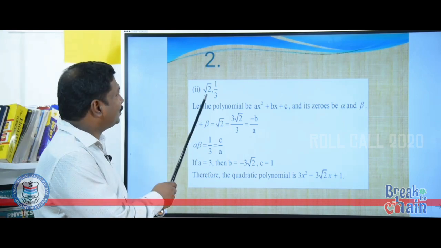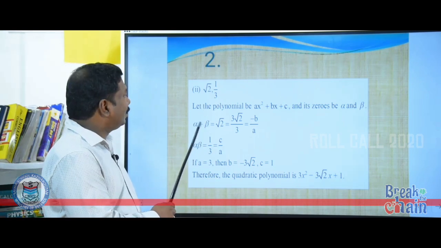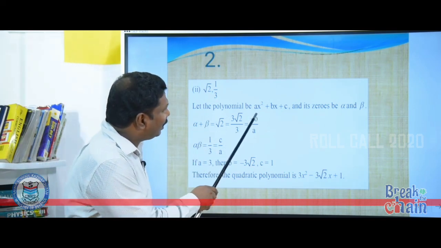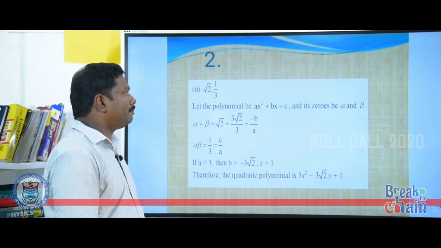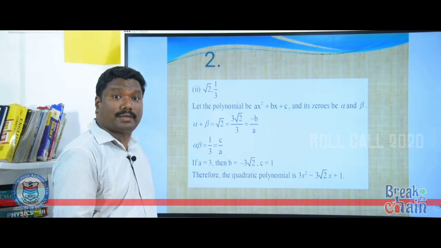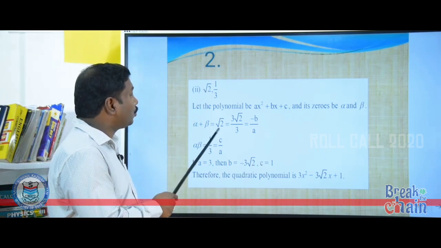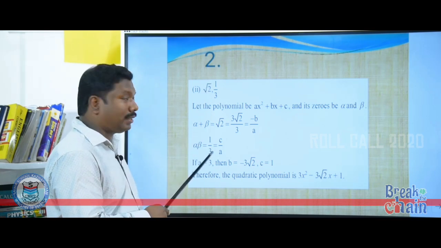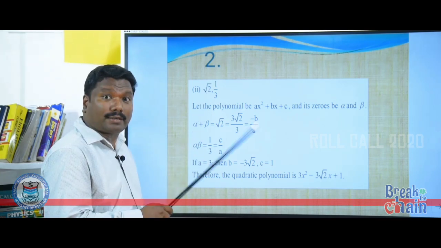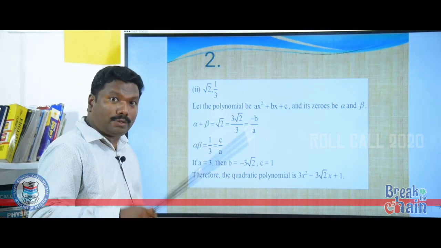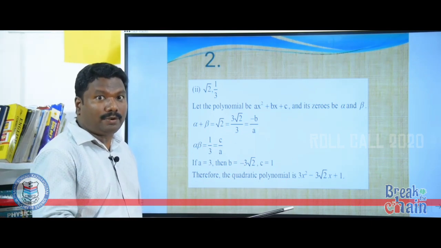The next question is root 2, 1 by 3. So, like the previous question, here also we can start: let the polynomial be ax square plus bx plus c and its zeros be alpha and beta. It's given alpha plus beta equal to root 2, alpha beta equal to 1 by 3. But we know that alpha plus beta equals minus b by a, alpha beta equal to c by a. In both cases the denominator must be same, then only we can compare.